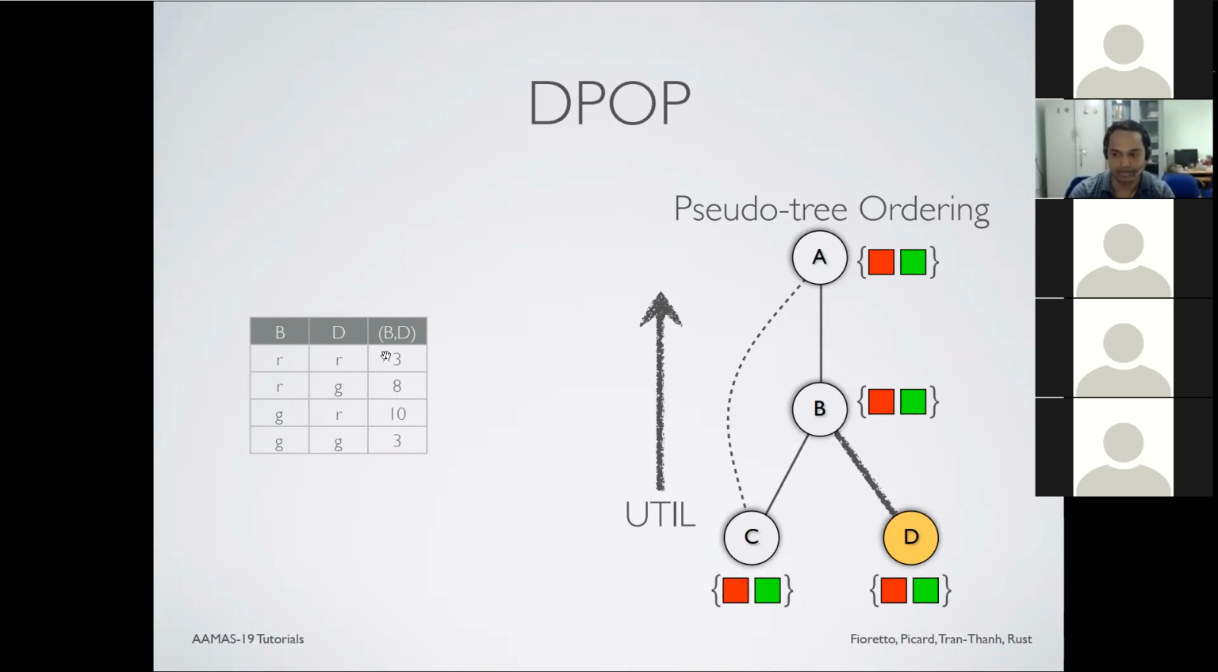Now change the value of B. Put the value of B as green. And if you put the value of B as green, what are the possible values D can take? D can take either red or green. Keeping B as green, if D chooses red, the value will be 10 from the table. And keeping B as green, if D chooses green, then it will be 3.